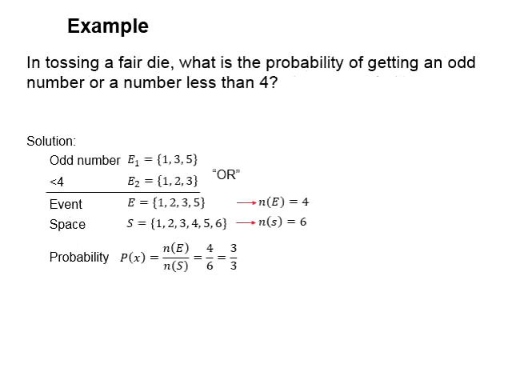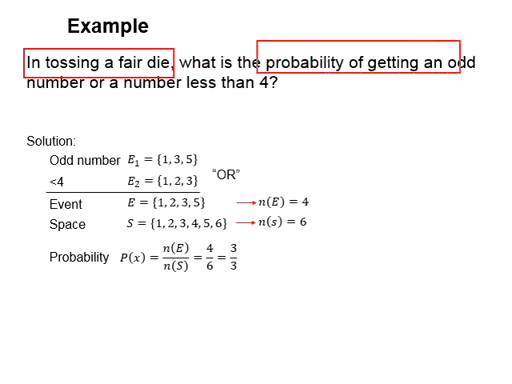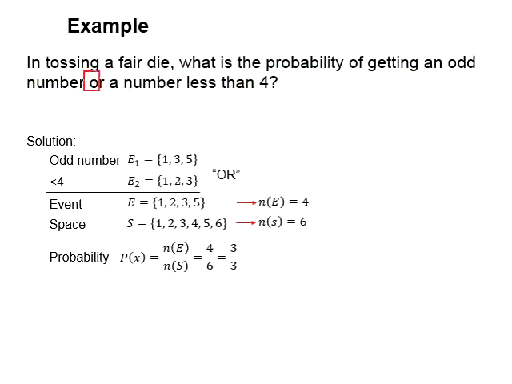Next example. In tossing a fair die, what is the probability of getting an odd number or a number less than 4? The relationship is OR. That means it will be the combined conditions of the two types of event. The odd numbers consist of 1, 3, and 5. The numbers less than 4 consist of 1, 2, and 3.